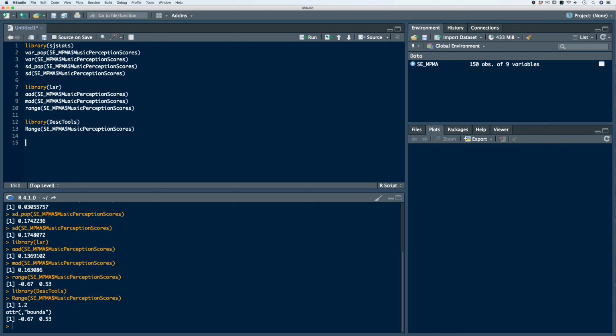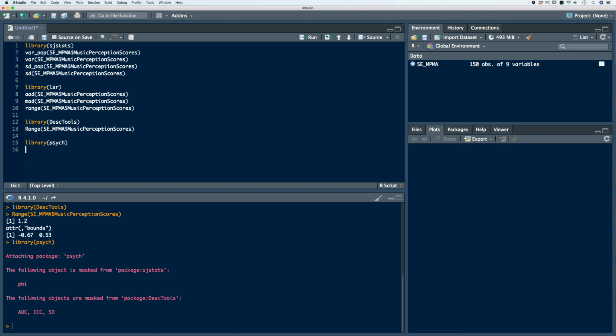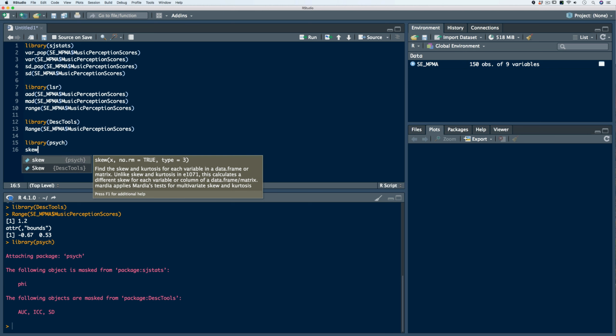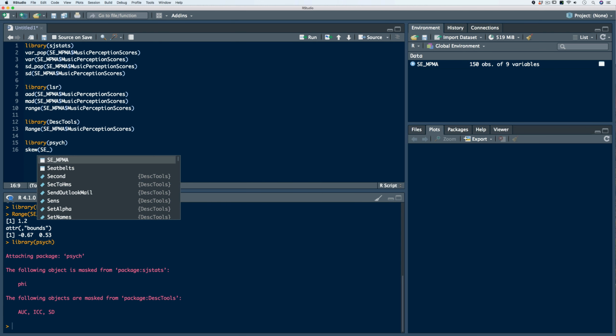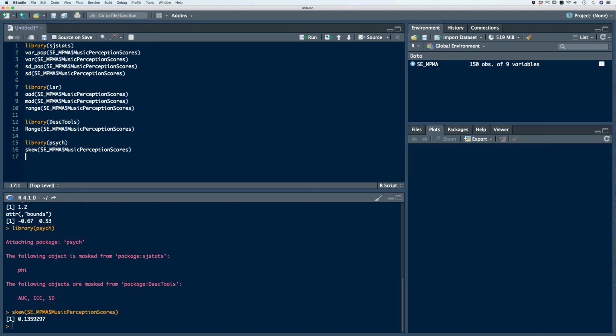Now in order to calculate the skewness of our distribution, we're going to use the psych package. I already have it installed, so I'm simply going to use the library function. And then here we're going to use the skew function. Note that there's also a skew function from the DescTools package that we use, but here we'll use the psych package. And we'll pass in our music perception scores variable. And we see that the skewness of our music perception scores variable is 0.14, suggesting that the distribution is slightly right skewed, sometimes referred to as positively skewed.